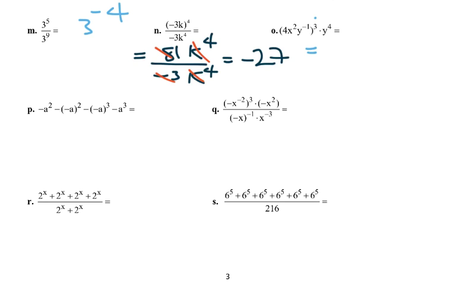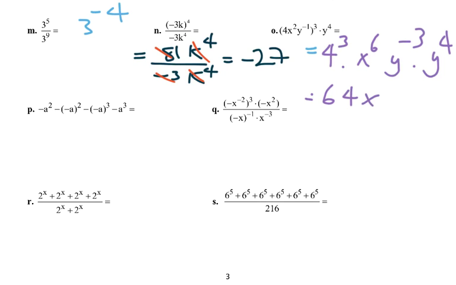I'm going to apply the 3 to each one of these terms. So 4 cubed, then x squared to the 3, so x to the 6, and then y to the minus 3, all times by y to the 4, which is going to give us then 64 x to the 6, y to the 1.